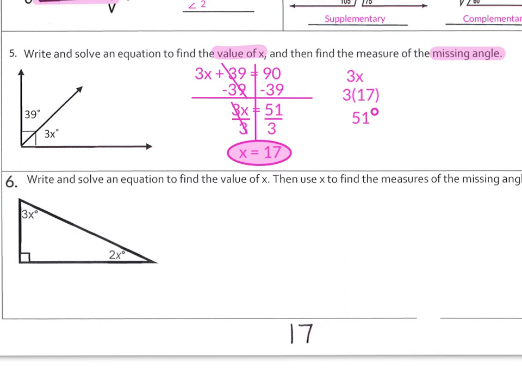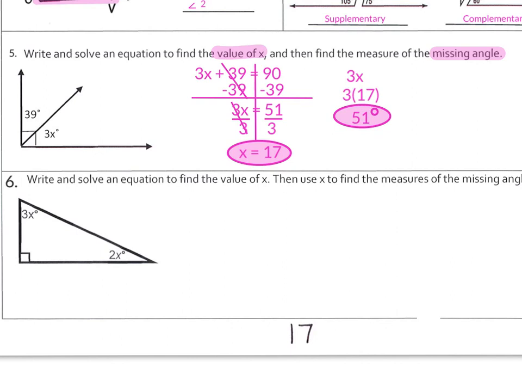And because it's an angle, I'm going to put that degrees symbol in there. So my answer is 51 degrees. So that is the missing angle. Now remember, we can also check. So now I've found my missing angle. I solved for x. I found my missing angle. But I want to make sure that my answer is correct.